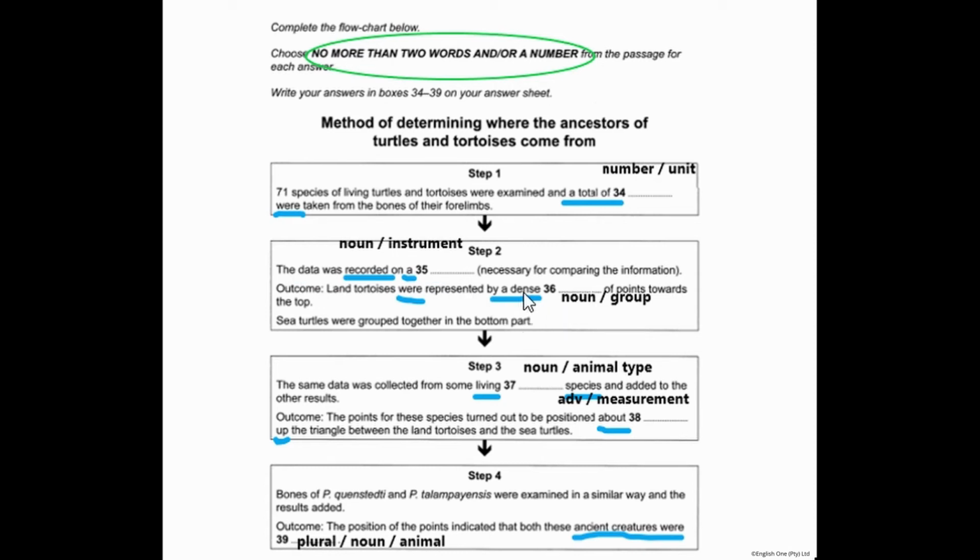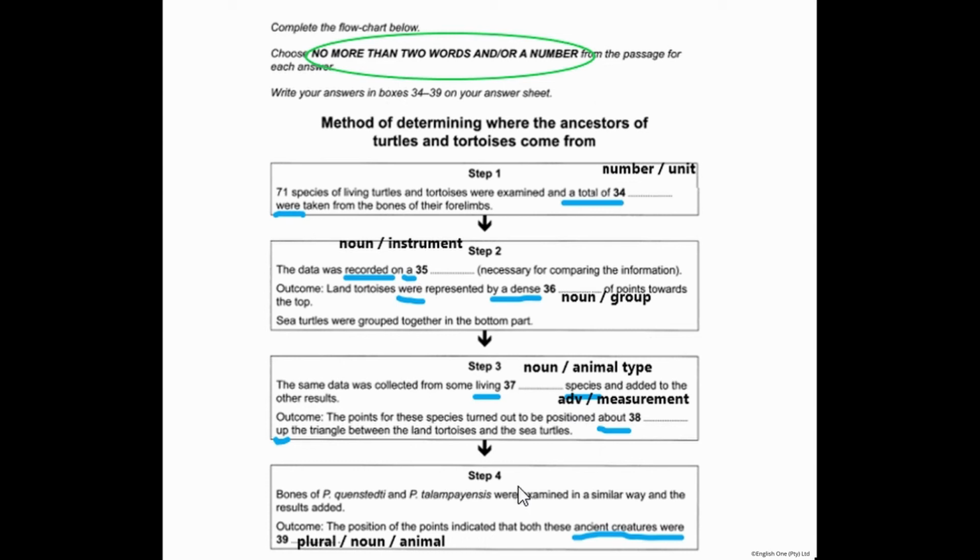For the next one, "by a dense" of "points towards the top". Again, it's plural. So dense and points, I think of a group of something, and it's a noun. Number 37, "living species". It's an animal for sure, and therefore a noun. The next one, "about up the triangle". "Up" always brings me to phrasal verb, compound, noun of some kind. It's probably a measurement, "turned out to be positioned about", so maybe a measurement of some kind, and obviously an adverb.